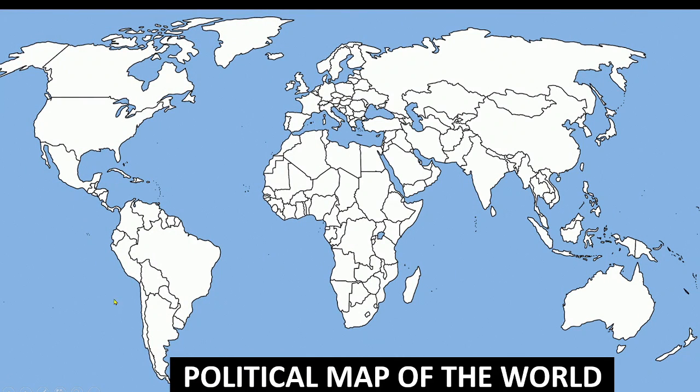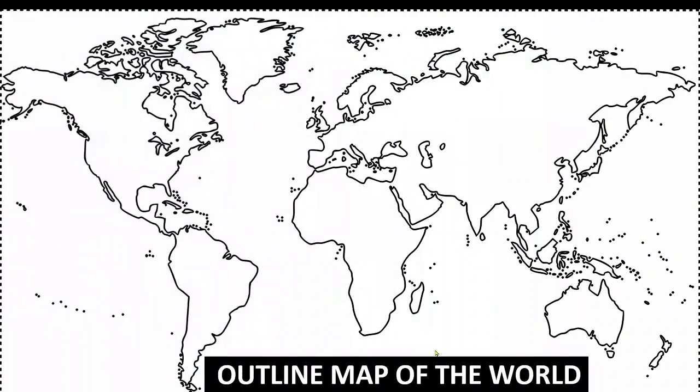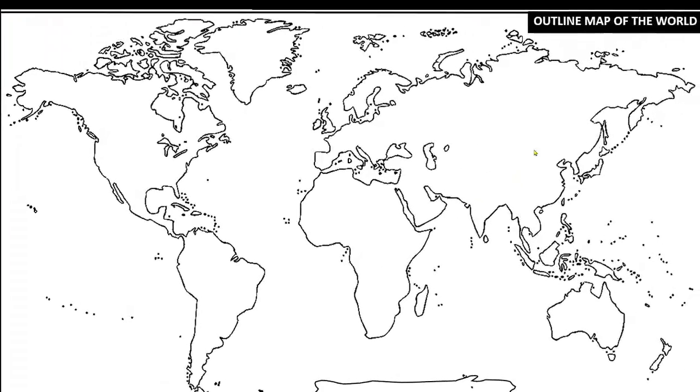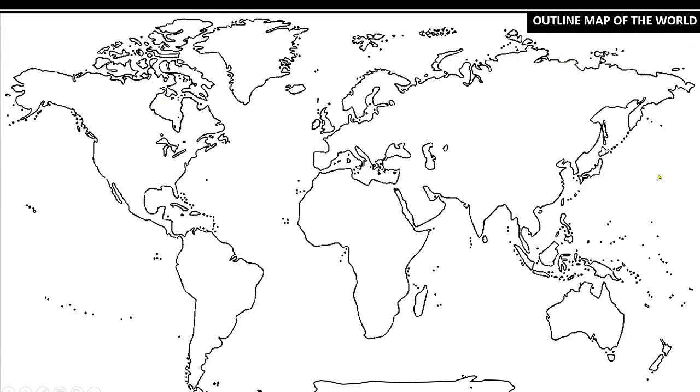So this is a political map of the world. This is called an outline map of the world. These are the countries we will learn to locate in this video. Here country names and continent names are given. You can refer to it if you want.